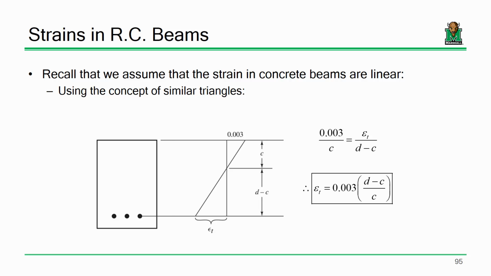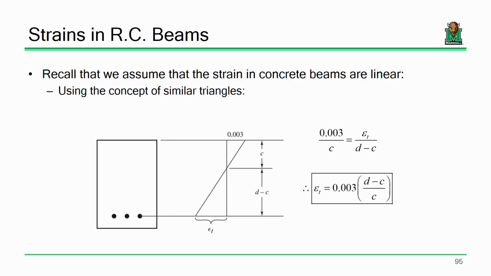So here's my strain profile. If you can figure out what C is, and you know the strain in the concrete at the top, we can figure out what the strain is right here. This is the strain where the steel is. And you'll see why that's important in a second.